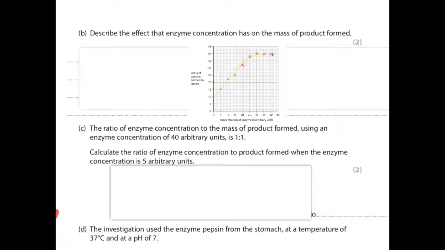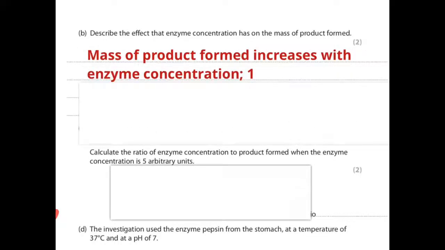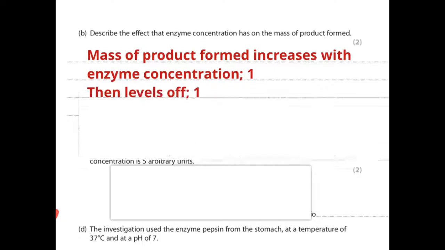There's obviously 2 points or 2 things to say here. So let's have a look at the answer. Mass of product formed increases with enzyme concentration, 1 mark, and then levels off, 2 marks. Remember, describe means say what you see. It doesn't mean give a scientific reason for it. It doesn't say explain the effect that enzyme concentration has. Then you'd have to talk about enzymes and active sites and enzyme substrate complexes. But this is simple, just describe.